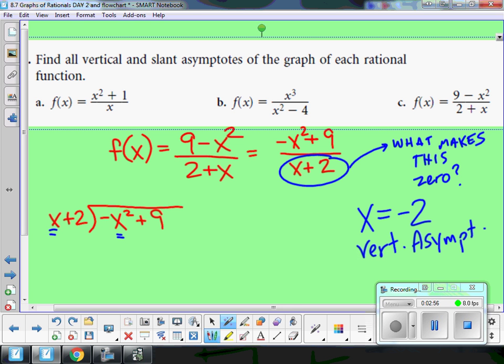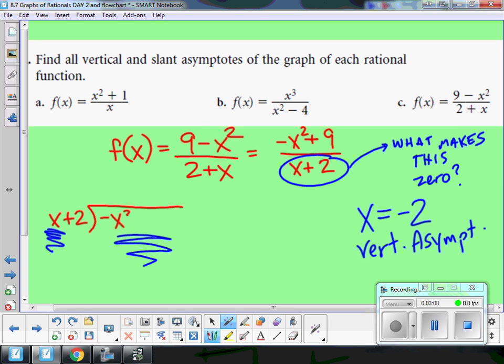Now there's one thing that I want you to consider here. This has an x in it. This doesn't have a plain old x in it. So what I want us to do is erase the plus 9, move it over, and add a 0x. We want to make sure that everybody's accounted for, from x squared to 0x to 9. Okay? It'll help a lot when we go to do the long division.